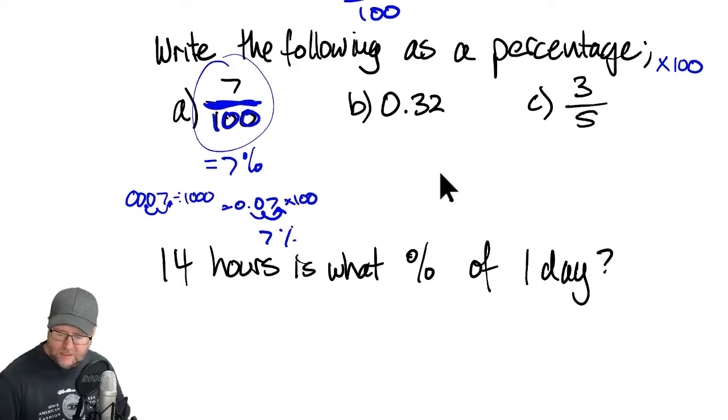0.32 is a bit easier because all we're doing is multiplying it by 100. In other words, I move the decimal point 2 places to the right. It's 32%.